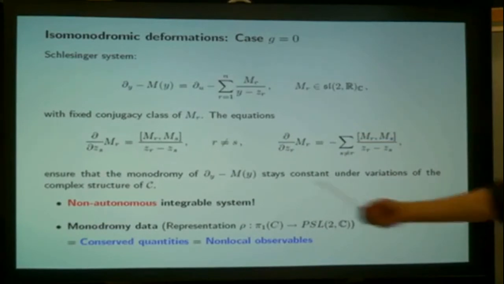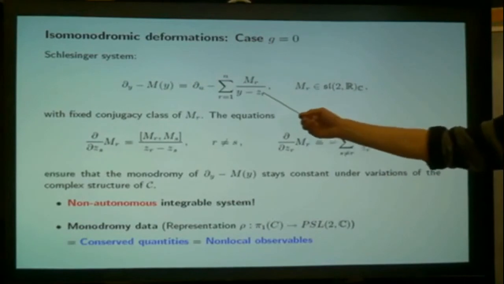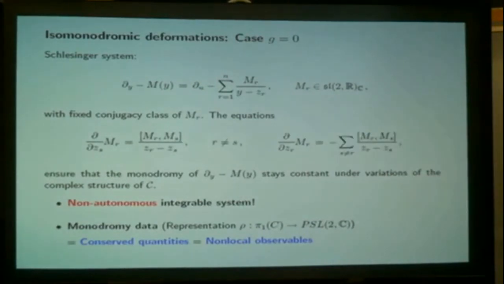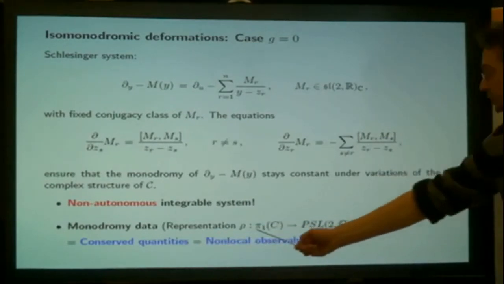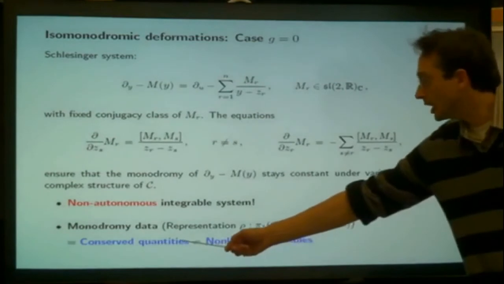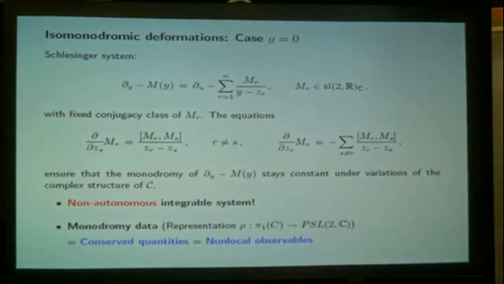So what we're dealing with is a non-autonomous integrable system, which means that the deformation times appear explicitly in the Hamiltonians. I don't write the Hamiltonians, but you have z_r minus z_s contained in the Hamiltonian. Basically it's the same Hamiltonian as before. Furthermore, we have a natural set of conserved quantities, which are the monodromy data by definition. A useful way to think about this is that we have local observables, the Hamiltonians, and non-local observables, the monodromy data, which represent the conserved quantities, while local observables are manifestly and explicitly time-dependent.